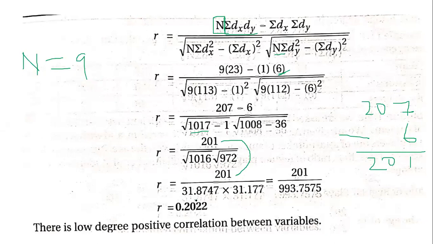Now you will have to multiply the denominator values. That will be 31.8747 into 31.177, which will give you 993.7575, and the numerator will be 201 as it is. Now when you divide these values, you get 0.2022. So we have found the correlation coefficient.